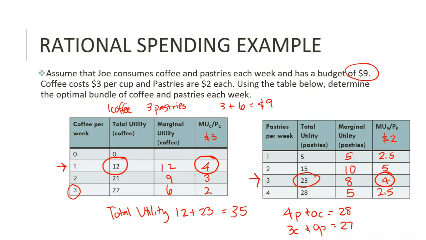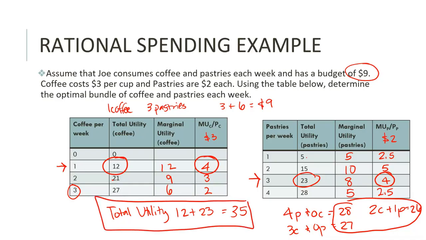He could afford 2 coffees, 6 and 1 pastry. So 2 coffees plus 1 pastry. 2 coffees would be 21, and then 1 pastry would be 5, so that would be 26. So you could go through and figure out all the combinations that are affordable and see what the total utility is, and then you pick the one that has the highest.